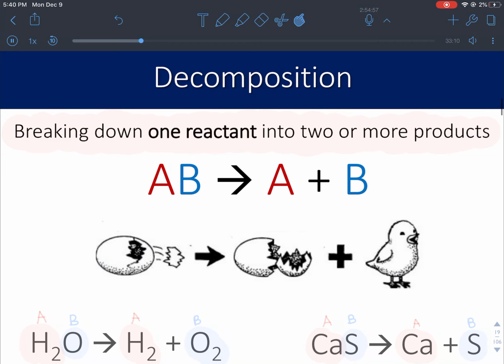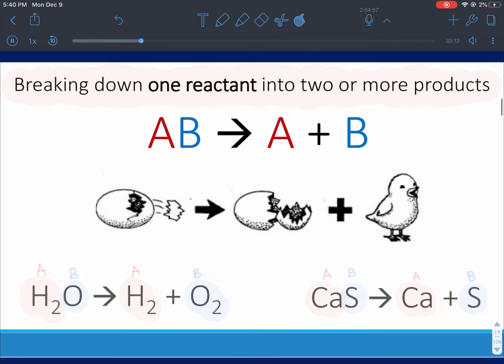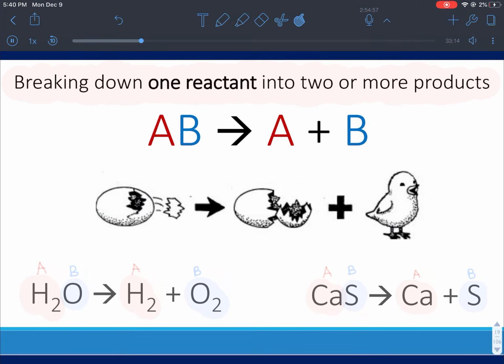Decomposition, exactly the opposite. We talked about that yesterday, how it's the opposite. Instead of two things becoming one, you start with one thing and it breaks down into many. Decomposition, I think some of you said like rotten apples. I said roadkill because every time you drive by it, it seems to break down even more and more. It's about the breaking down of one reactant into two or more products. One thing breaking down into many. One unhatched egg breaking down into eggshell and chick.